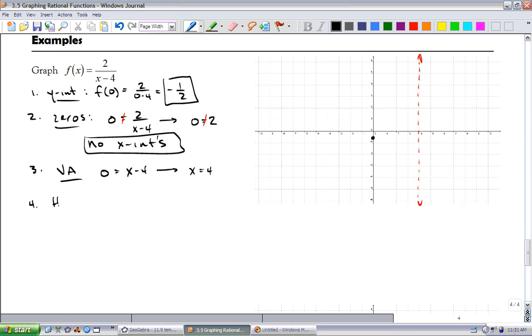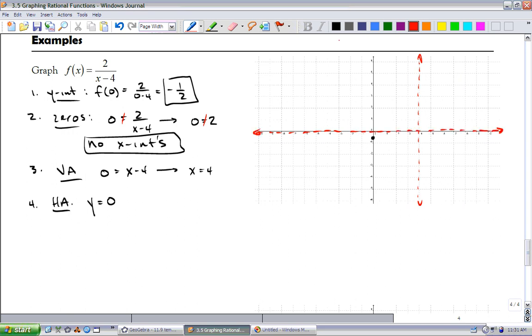4. We find our horizontal asymptote using our rules. Here our numerator has a degree of 0 and the bottom has a degree of 1. So it's going to increase faster with large numbers on the bottom, making the ratio go to 0. So we have a horizontal asymptote here at y equals 0.